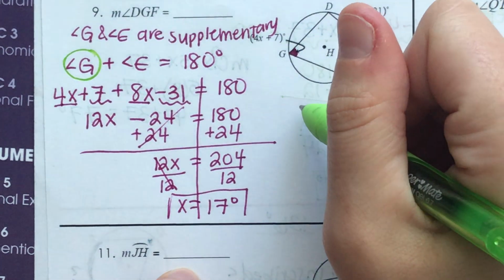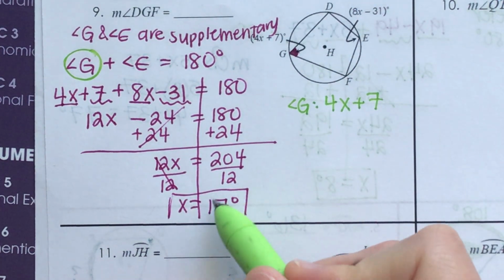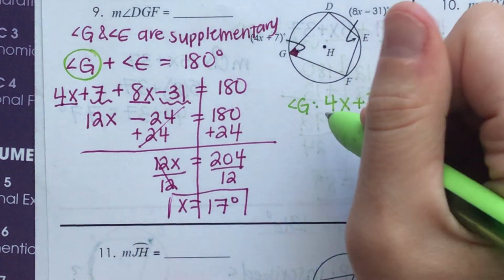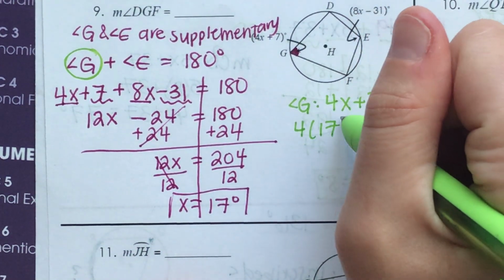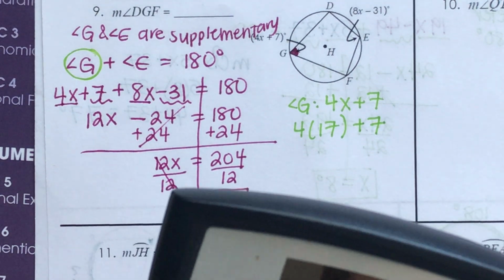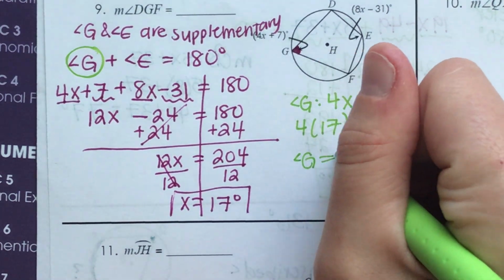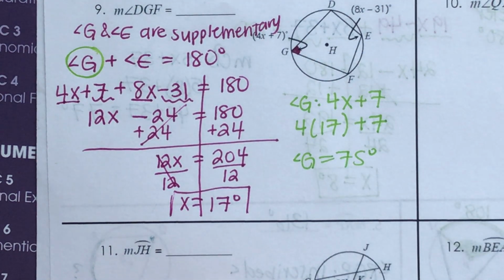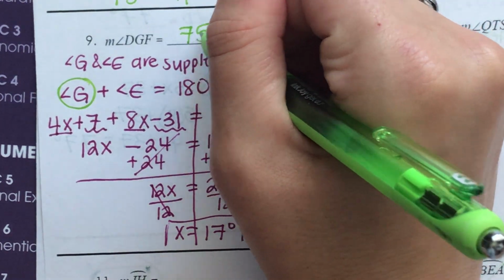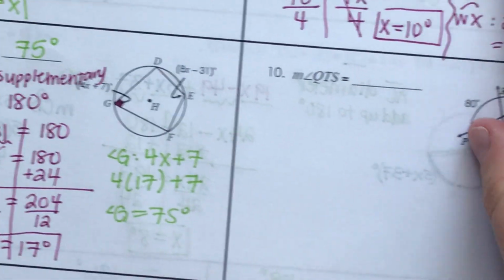So I'm going to take the equation for angle G, and I'm going to plug in, substitute in my 17 anywhere I see an x. So it's 4 times 17 and then plus 7. And if I do that, I get 68, and I add 7 to it, I get angle G is 75 degrees. So always make sure you're reading the question and following what the directions are. Don't just stop just because you found the x.